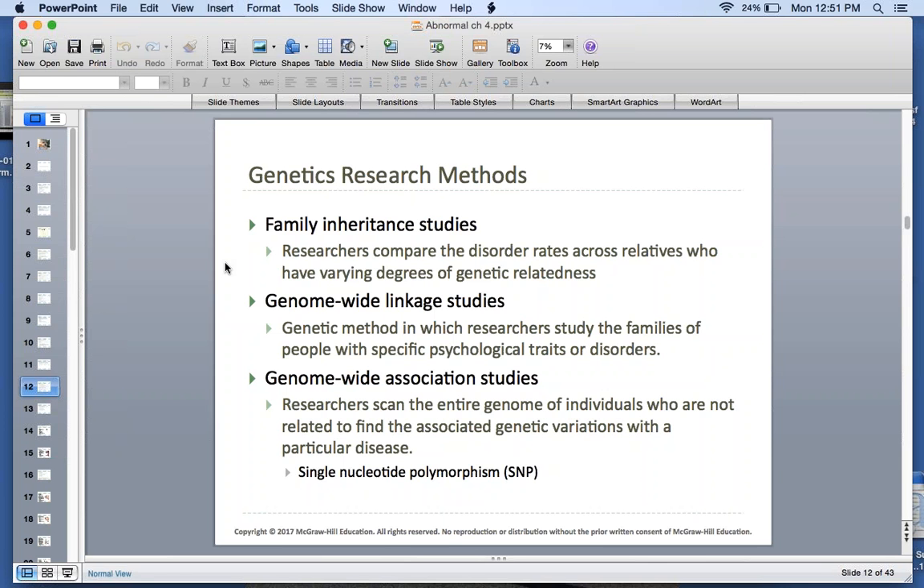Now, close to that is genome-wide association studies. So, not linkage, but association studies. In these, researchers scan the entire genome of individuals who are not related to find the associated genetic variations for a particular disease. I hope that makes sense, right? So we're looking at completely different, non-related people to say, these two people have the same disorder. What is the same?